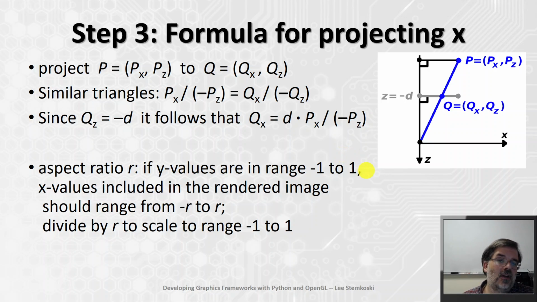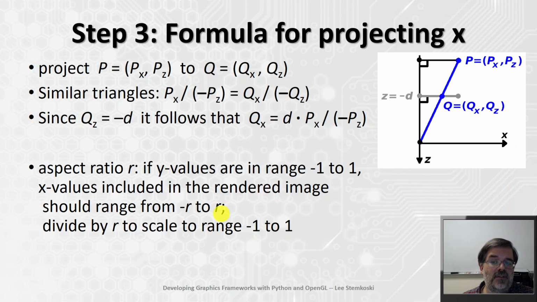Now we're almost done, but there's one more thing we need to take into consideration, the aspect ratio. Right? We started adjusting the projection window so that the y values were automatically in the range from -1 to 1. Now the aspect ratio tells us the dimensions of the image we want to render. If the y values go from -1 to 1, then the x values in the image we want to render are going to be ranging from -r to r.